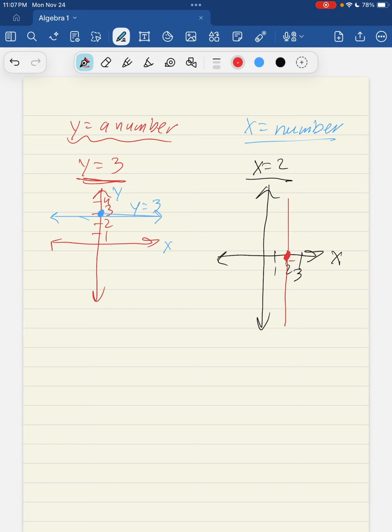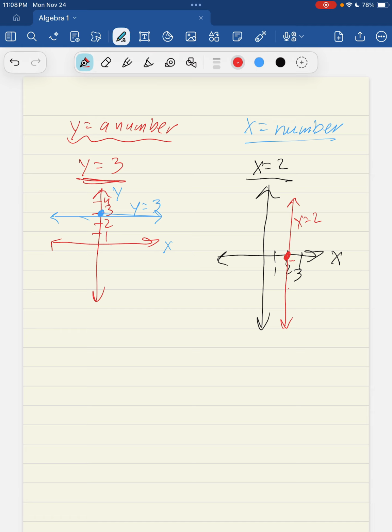And again, the reason for that is whatever the y value is, x is 2 this time. So when x equals a number, you go to that number on the x-axis and do a vertical line. If you just have y equals a number, you go to that point on the y-axis and go left, right.